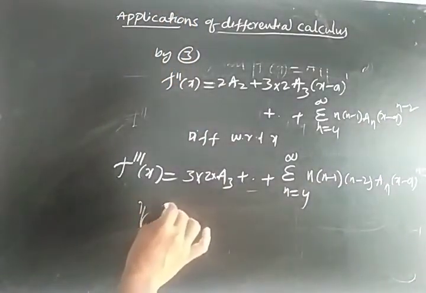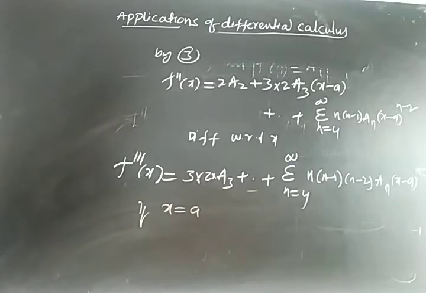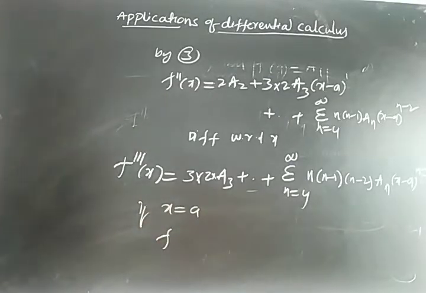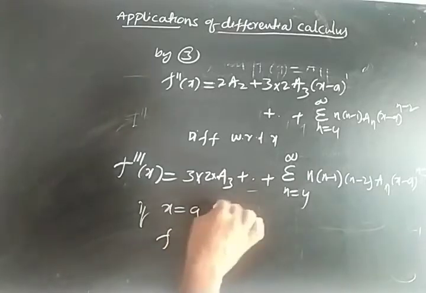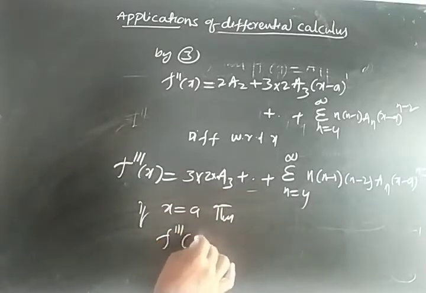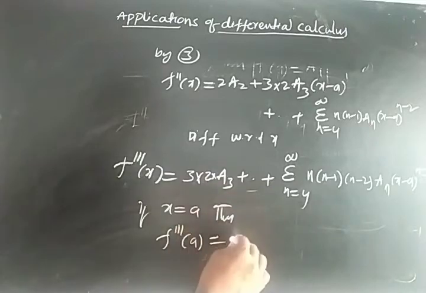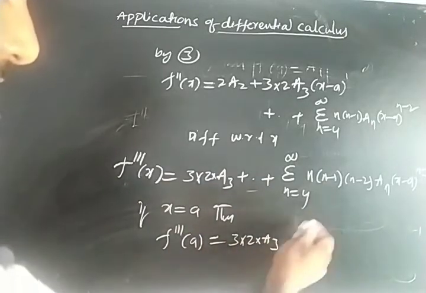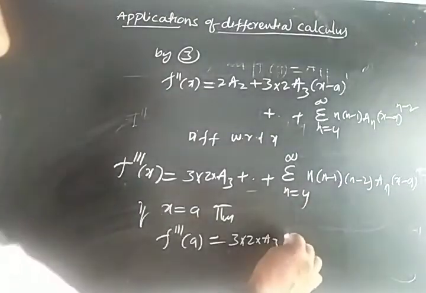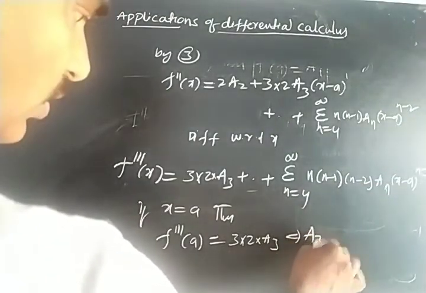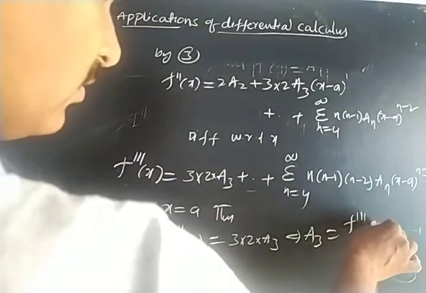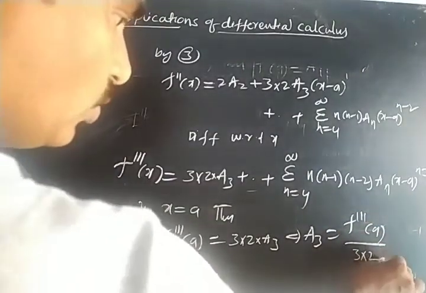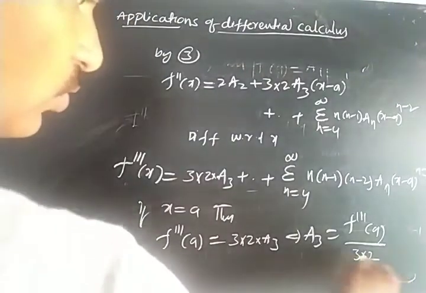Now if x equal to a, what you will get? Left hand side, then f triple dash of a is equal to 3 into 2 into a3. Here a minus a0. So from this you will get a3. a3 is equal to f triple dash of a by 3 into 2. 3 into 2 we can write as 3 factorial, 3 into 2 into 1.